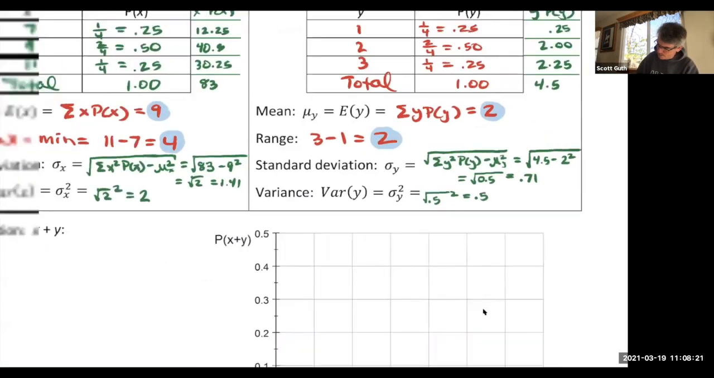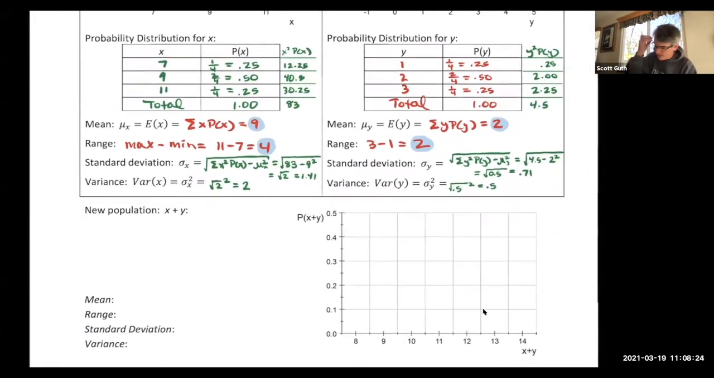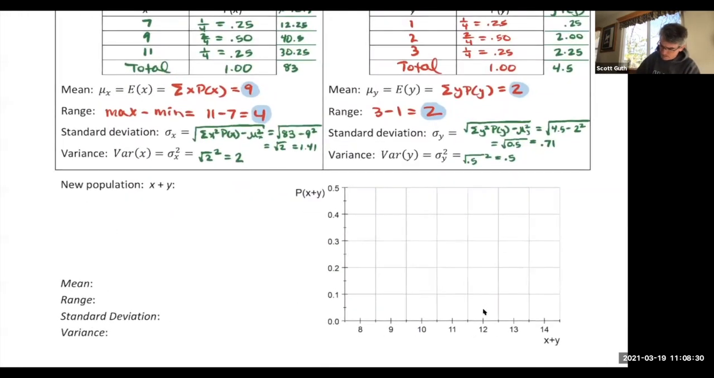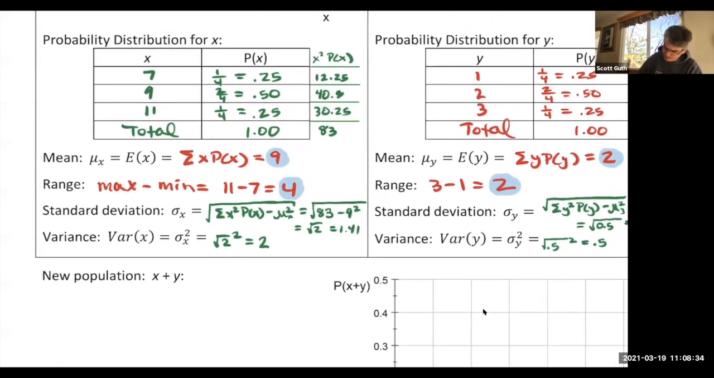Okay, so we got our mean, our standard deviation. Now, we have to do a new population here. So this one's called X plus Y. This is every X plus every Y.